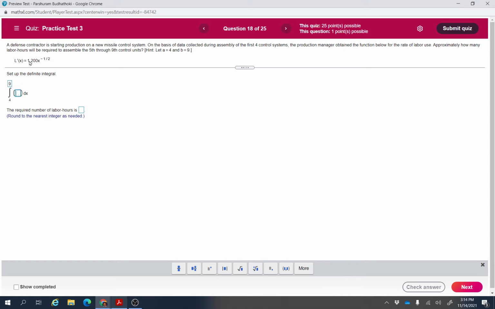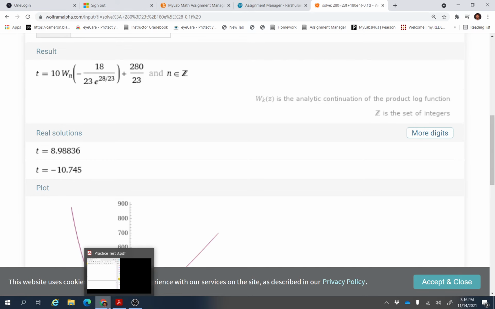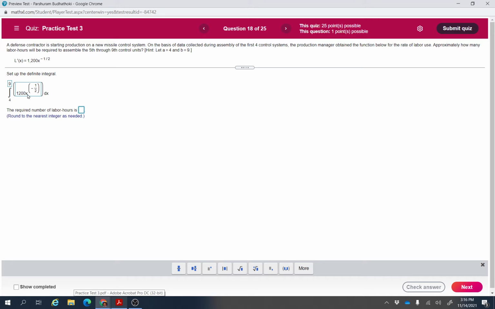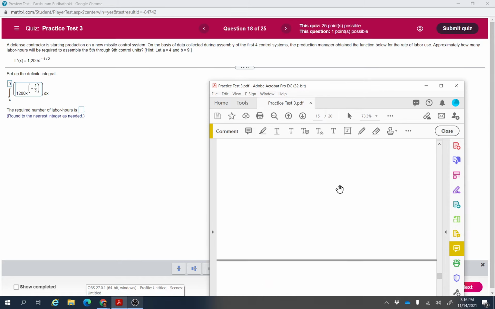So that means just use this function here, which is 1200 x to the power negative half. If you find the integration of this function, that will give us the value of L, the required number of labor hours. So we need to find the number of labor hours. Okay, so for this problem, for finding the labor hours, we just have to find the integration of this function. So the integration is, this is problem 18.